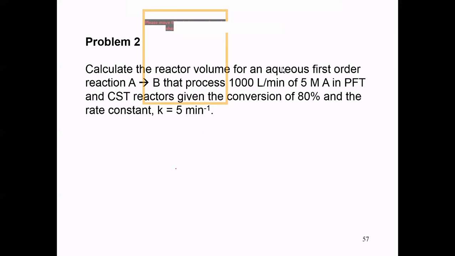So later on we will look at this solution. And problem 2 is to calculate the reactor volume for an aqueous first order reaction, A to B, that processes 1000 liters per minute of 5 molar A in a plug flow reactor and a CSTR, continuous stirred tank reactor. Given the conversion is 80% and the rate constant is 5 per minute.